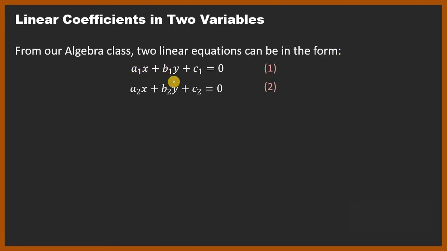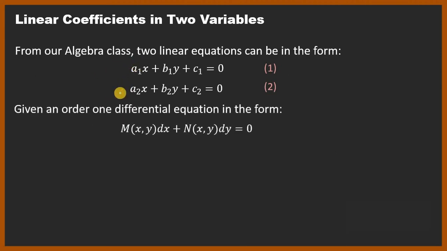in two variables. As I recall from our algebra class, two linear equations can be in the form a sub 1x plus b sub 1y plus c sub 1 is equal to 0, where a sub 1, b sub 1, and c sub 1 are the numerical coefficients of our linear equation. We have our first linear equation and we have our second linear equation here. You may be more familiar with y is equal to mx plus b form of a linear equation, but if we manipulate these equations, it will also arrive at that form. So, this is the form that we will look at for this discussion.